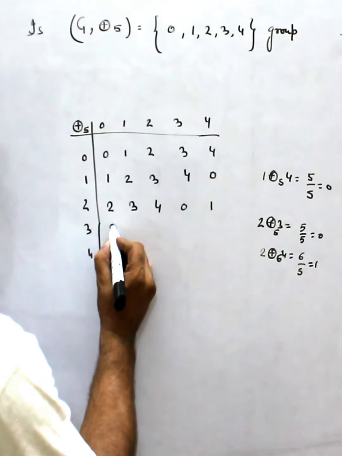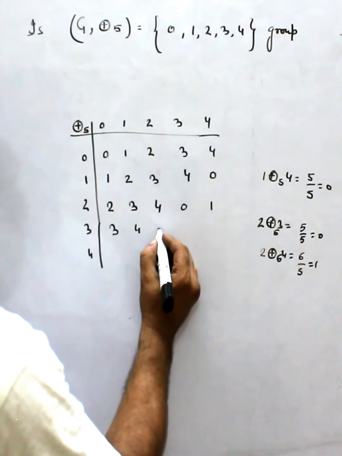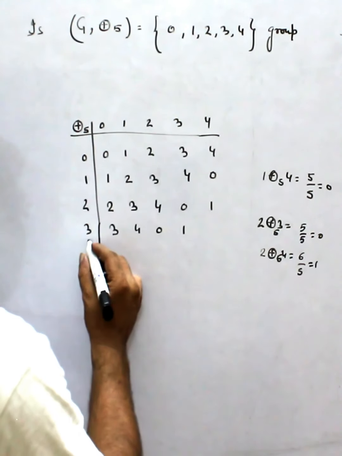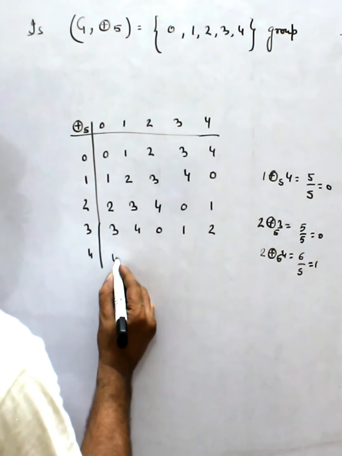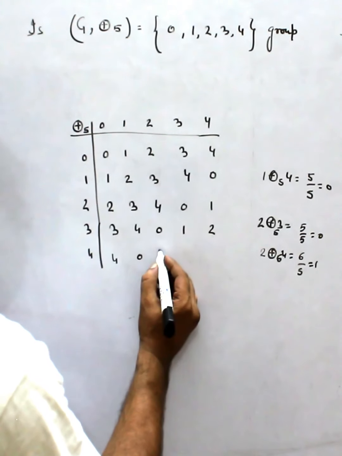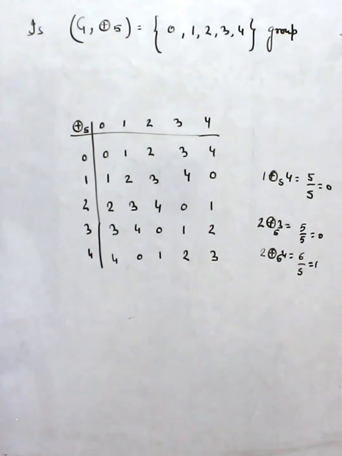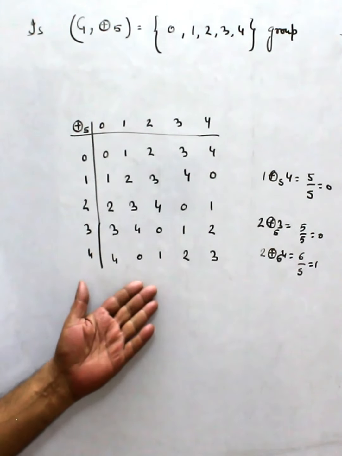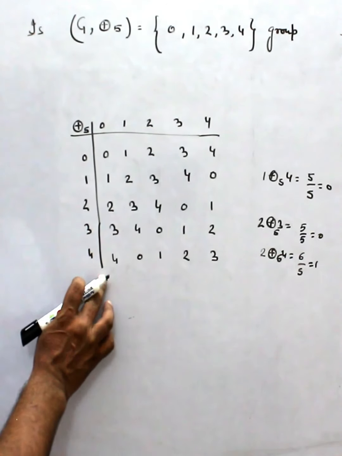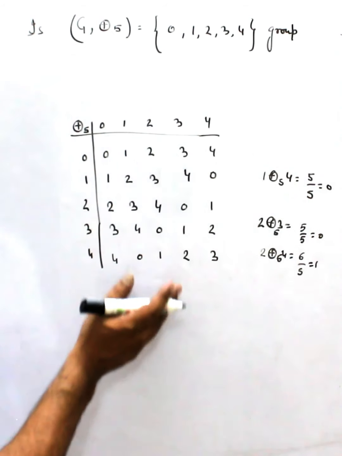Now this is 3 and this is 4. 3 plus 2 is 5, this is 0, 3 plus 3 is 6, this is 1, 3 plus 4 is 7, this is 2, and this is 4, this is 0, this is 1, this is 2, this is 3. So see, all the resulting elements are in G, no new element is produced. That means this is closure. Simply we can check associativity, also associative.